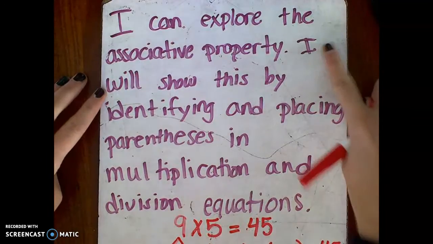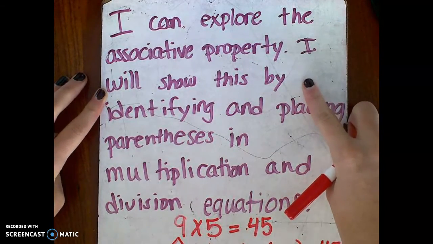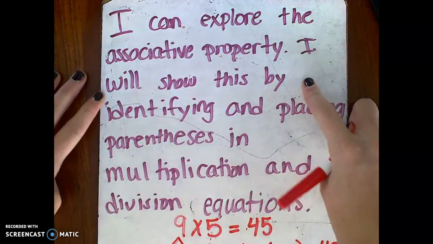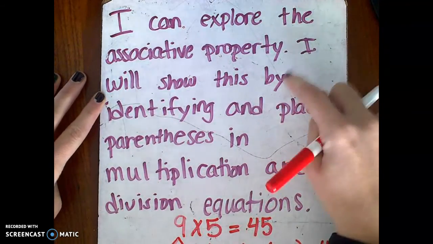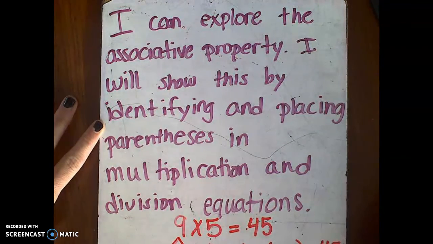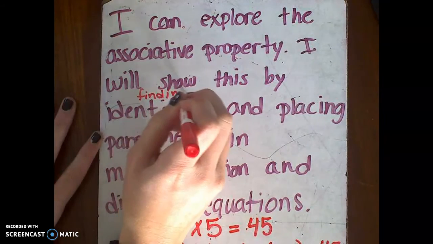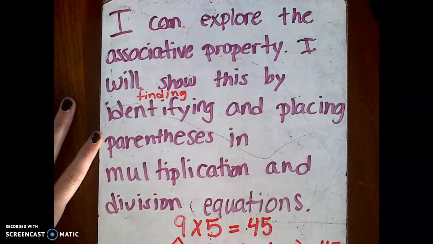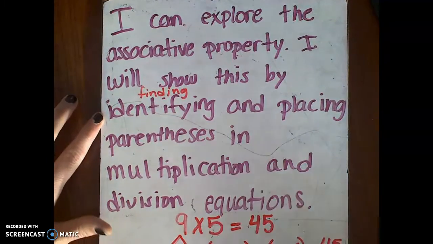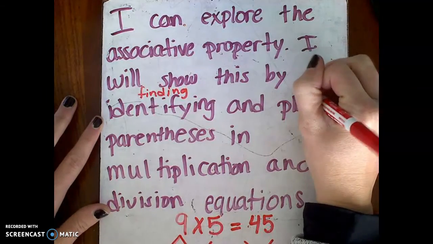I will show this by. This sentence is key because it tells us, oh, this is how I'm going to show my teachers that I understand what's going on. I will show this by identifying. Identifying. What's another word for identifying? Did you say finding? If you did, you're correct. By finding and placing, or writing, drawing, I guess.